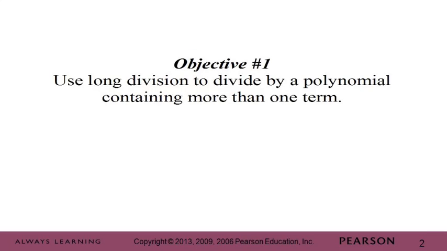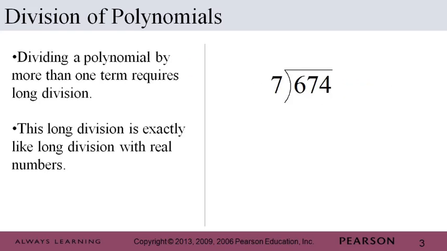In this lesson, we are going to look at how to use long division to divide a polynomial by another polynomial. So let's get started here. This is going to require long division. So if you remember long division from, say, grade school, let's take, for example, dividing 674 by 7.